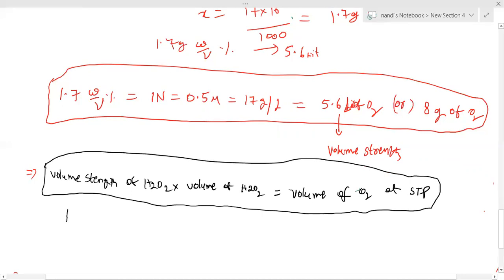Suppose I am taking here 10 ml of 10 volume H2O2. When they mention 10 volume H2O2, it means that, whether they mention 10 ml or 10 liters, that depends. 1 ml of H2O2 will give 10 ml of O2.